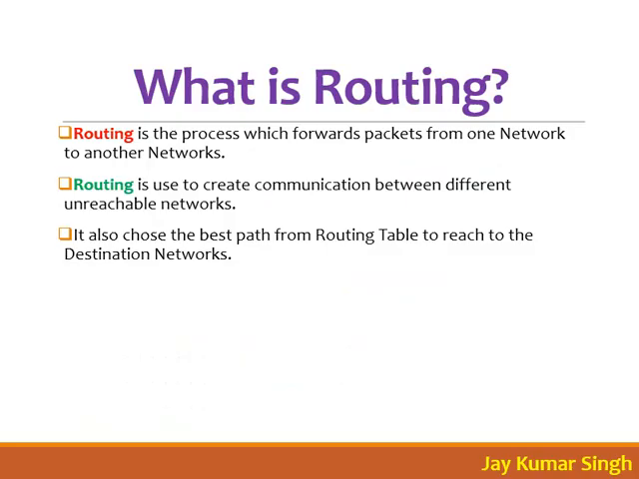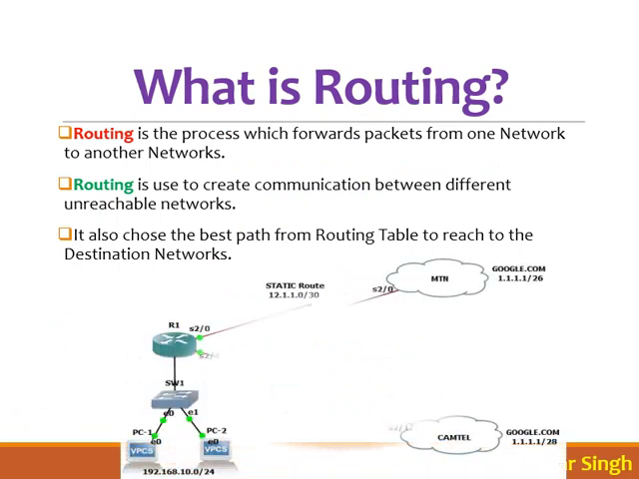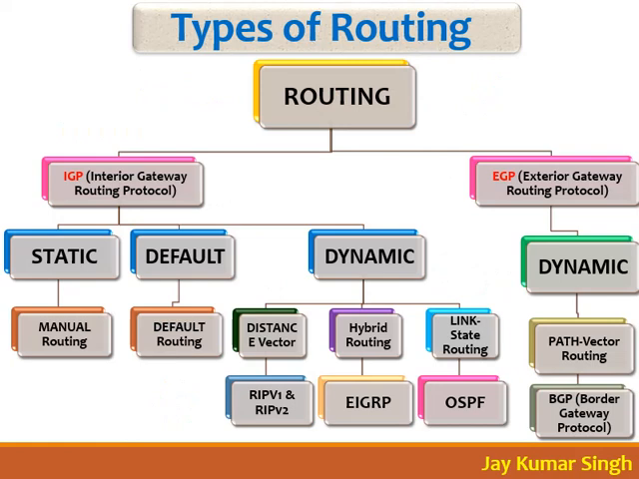Same thing, you know what routing is now. Routing is the process of creating communication between two different unreachable networks by finding the best path from source to destination. We have seen static routing and default routing, and now we are going to check dynamic routing.